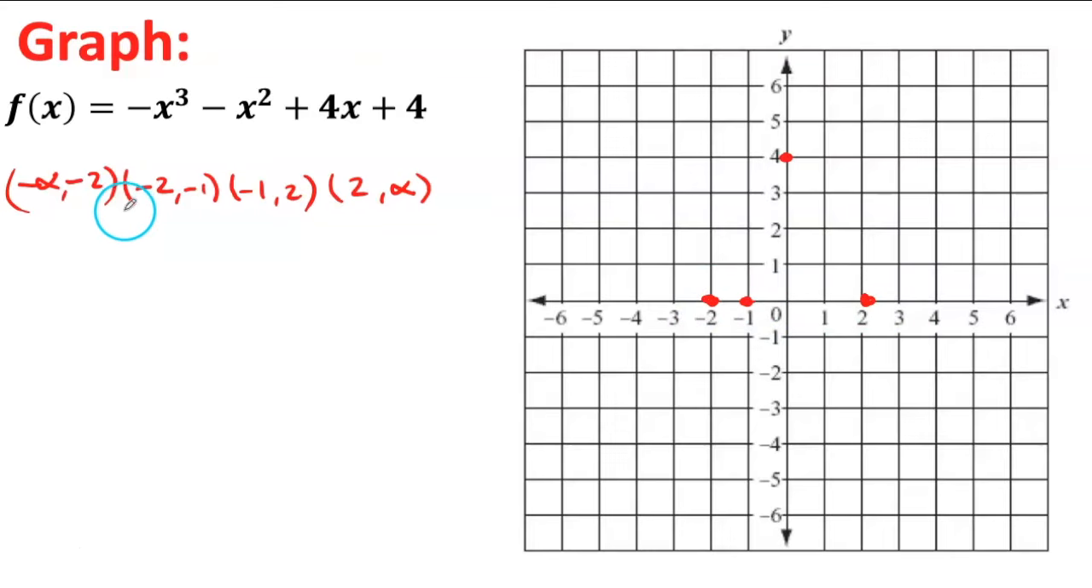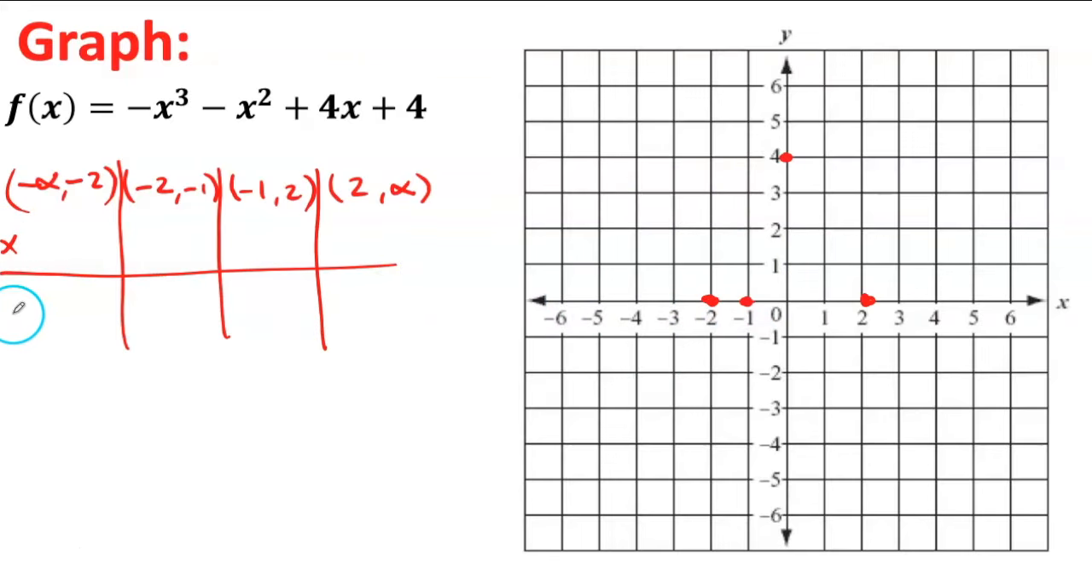Okay, now on each one of these, I want to get a test value. Because remember, I need more points on my graph. So from here, I'm going to get an x value and a y value. So x value between -infinity to -2, I'm going to choose -3. It can be any value. Between -2 and -1, -1.5. Between -1 and 2, I already have the 0, so let me choose the 1. And between 2 and infinity, I'm going to choose 3. If you want to choose more points, you can do so.